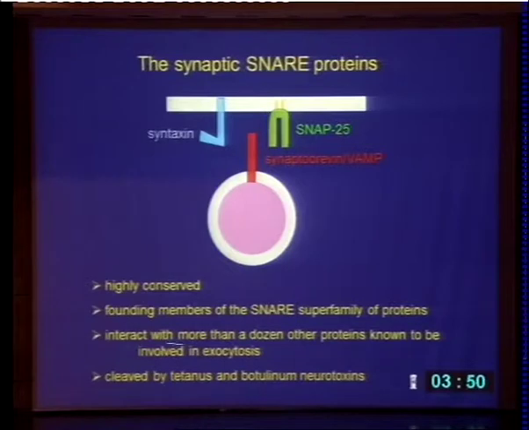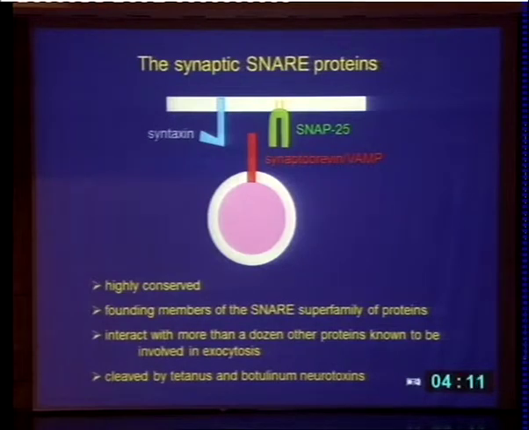They interact with more than a dozen other proteins known to be involved in exocytosis. And they are cleaved by tetanus and botulinum neurotoxins. These are powerful bacterial toxins, so-called AB toxins, in which the light chain is a protease with a very specific taste. Five of these toxins cleave synaptobrevin, two cleave SNAP25, and one cleaves syntaxin.